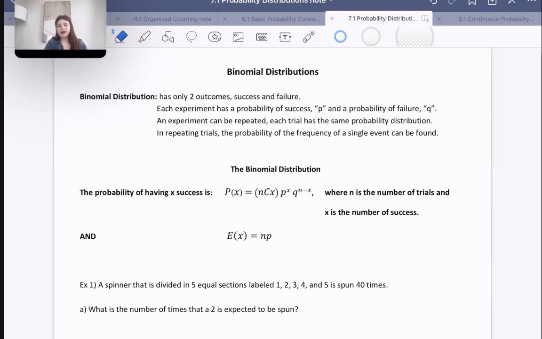Then they have the expected value, right? What's the expected number of successes you're likely to get? Well, that's going to be n, the total number of trials, times the probability of one success, so times p. And this makes sense as well if we think about it: here's the probability of getting one success. We're going to multiply that by our total number of trials, right?